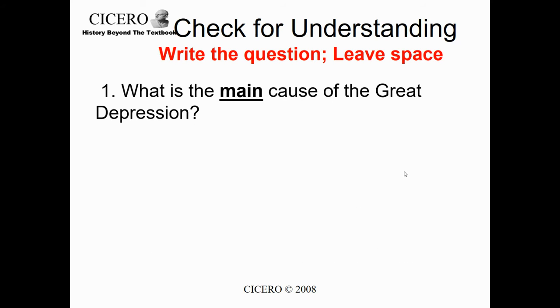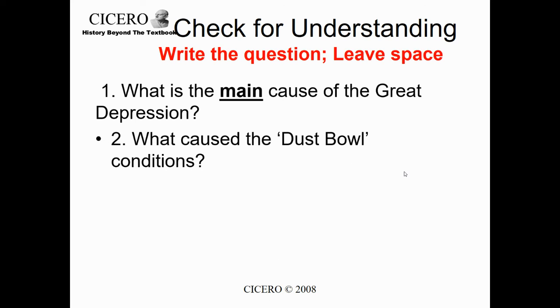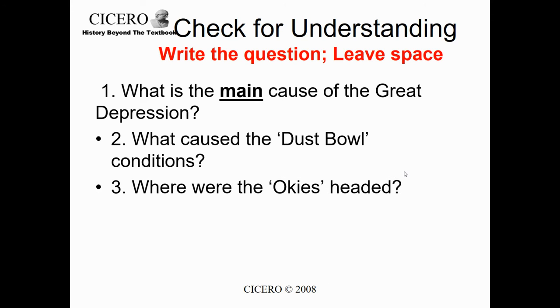First question, what is the main cause of the Great Depression? Press pause and answer it. Number 2, what caused the Dust Bowl conditions? Again, press pause and answer it. Number 3, where were the Okies headed? And then number 4, what are Hoovervilles? There is a number 5. We're going to skip that one for now. Press pause and answer these. See if you can do it without looking at your notes.